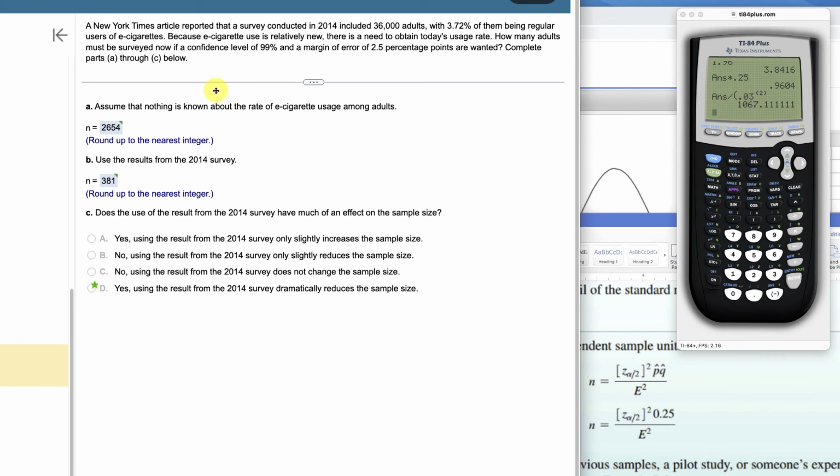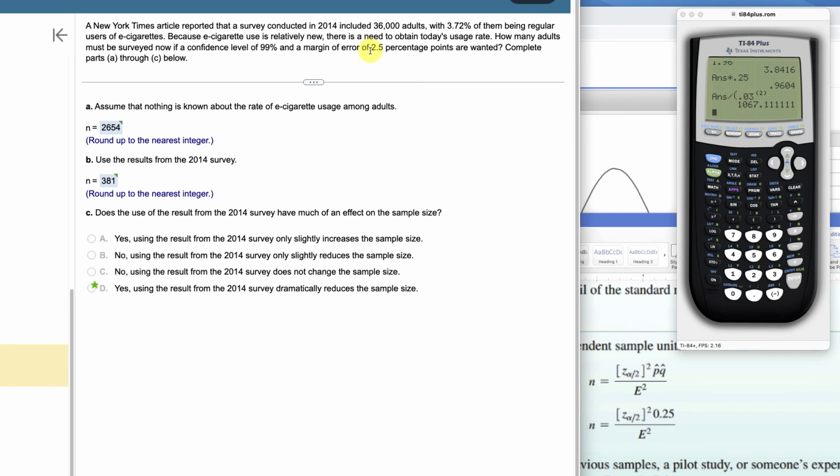Let's look at one more example if you'd like to. This is the last thing. A New York Times article reported that the survey conducted in 2014 included 36,000 adults, with 3.72% of them being regular users of e-cigarettes. So that's a p hat. Because e-cigarette use is relatively new, there is a need to obtain today's usage rate. How many adults must be surveyed now to have a 99% confidence level and a margin of error of 2.5 percentage points are wanted? Complete the parts here.